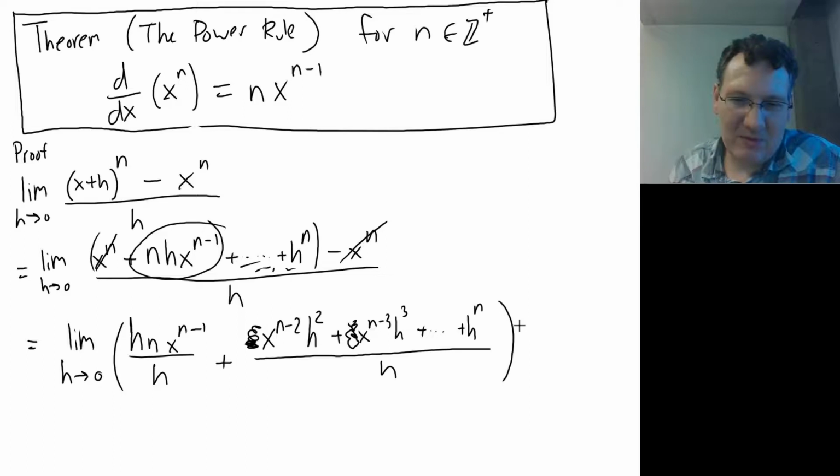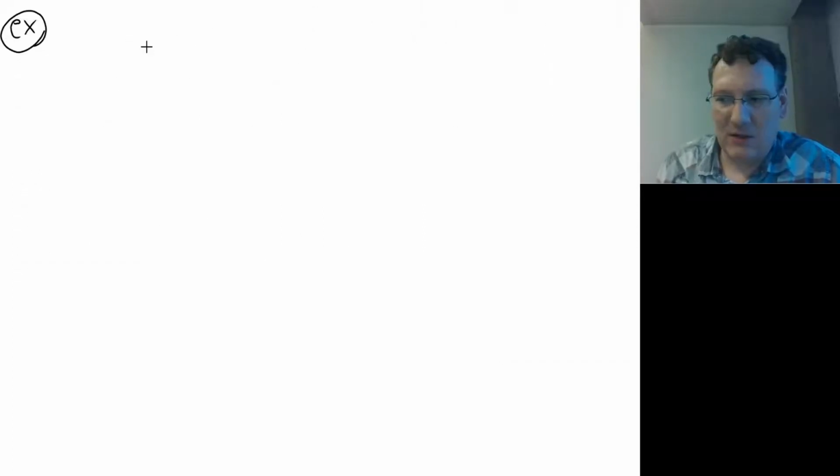All of those terms have a power of h greater than 2. So even after you cancel the h, all of the numerator is just going to go to 0. And those h's cancel, so what we get is n times x to the n minus 1. So here's a few examples.